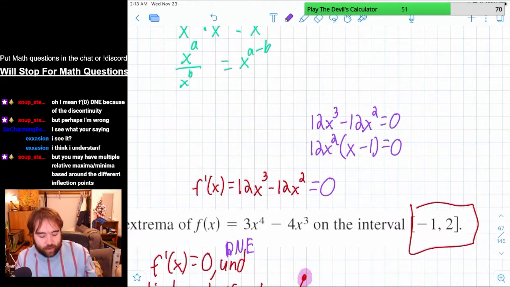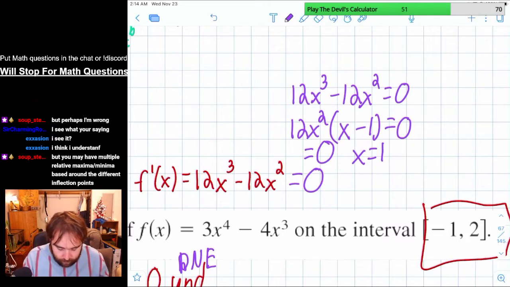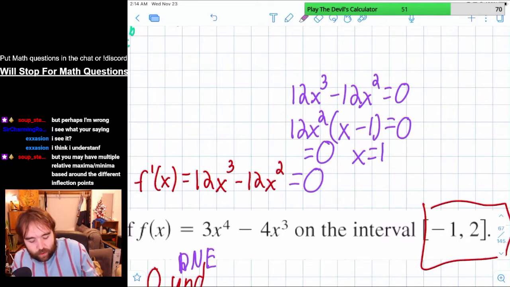And now it's the algebra idea: we've got two things multiplied together to be 0, so one of them has to be 0. x equals 1 and x equals 0. So those are the critical numbers. Our critical numbers here are 1 and 0.